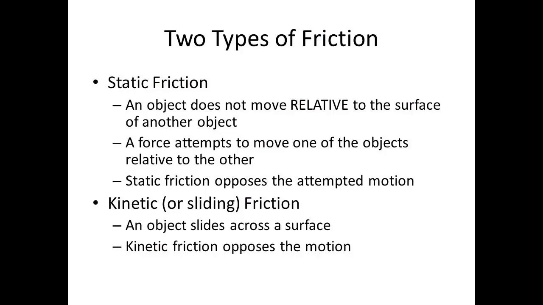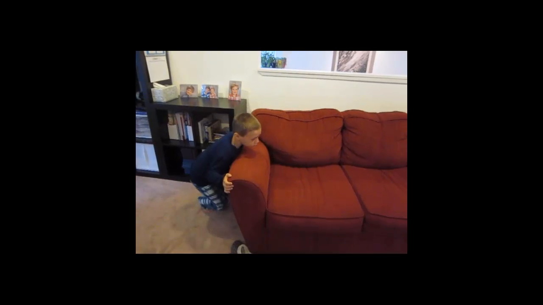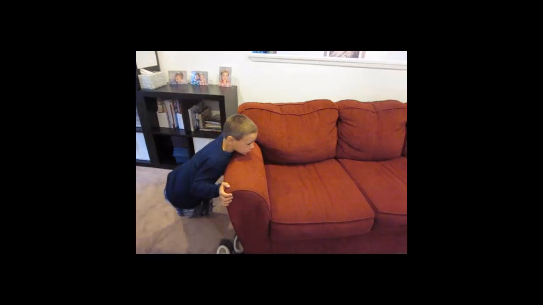The second type of friction is kinetic or sliding friction. This applies when an object slides across a surface. Kinetic friction always opposes the motion, so if an object is moving to the right, kinetic friction acts to the left. Let's go back to the video of Evan attempting to move the couch. As soon as he starts moving the couch, kinetic friction applies.